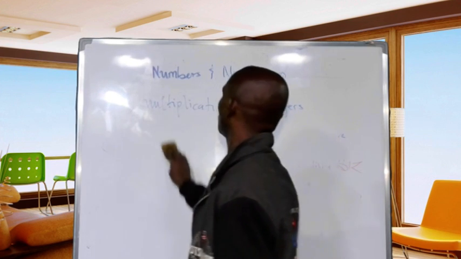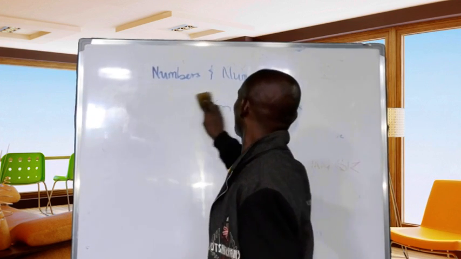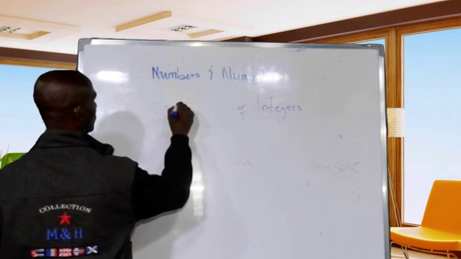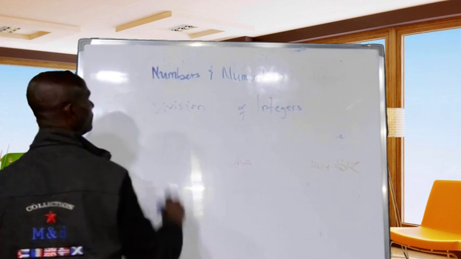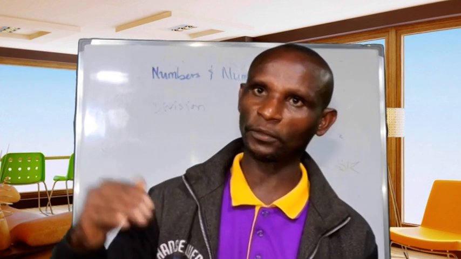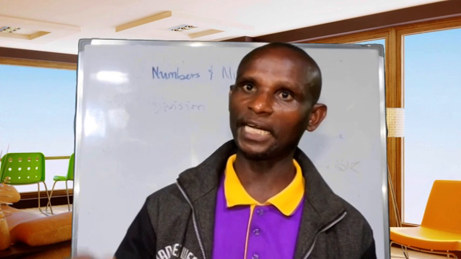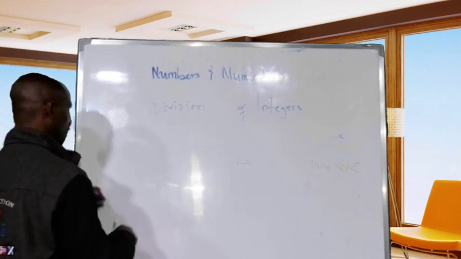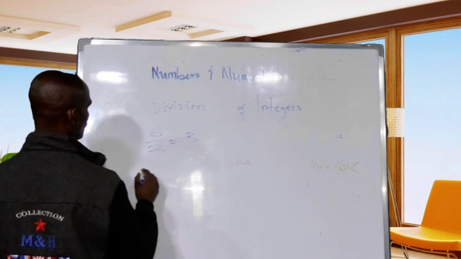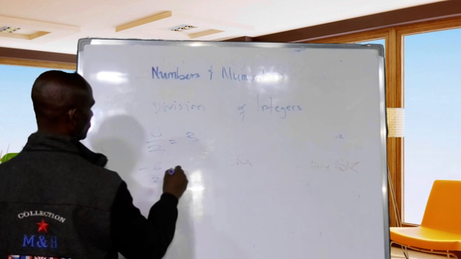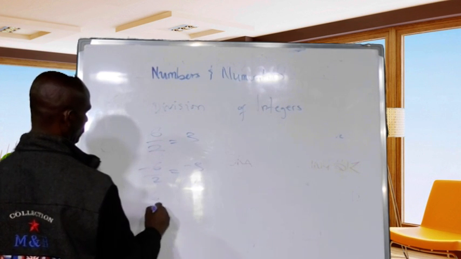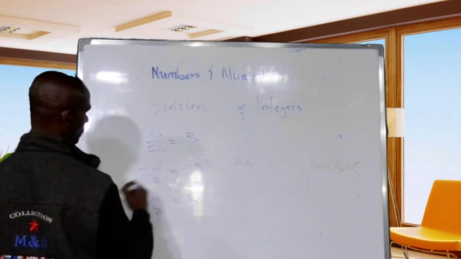Like multiplication, division is similar, whereby if you divide a negative and a negative, it gives you a positive. You divide a positive and a positive, you have a positive result. You have a negative and a positive, you have a negative result. For example, we say 6 over 2 is equal to 3. Minus 6 over 2 is equal to minus 3. 6 over minus 2 is equal to minus 3.